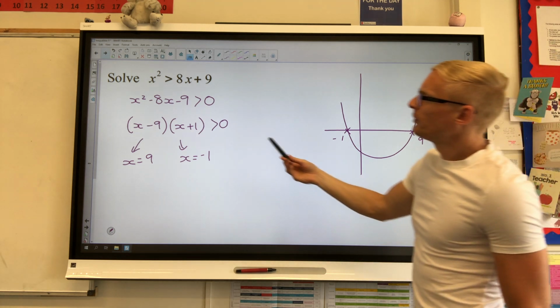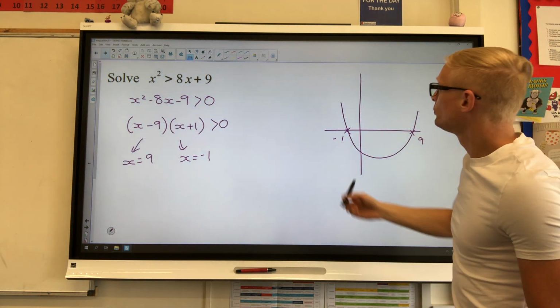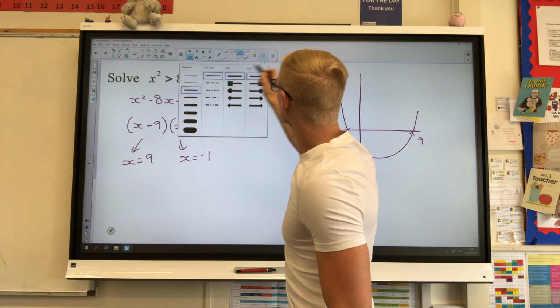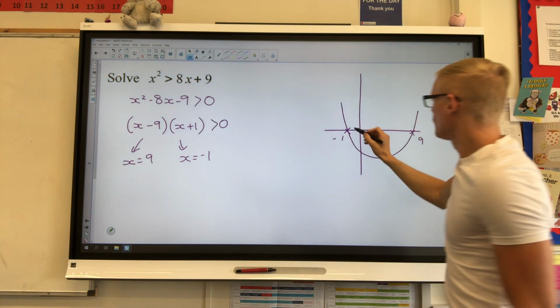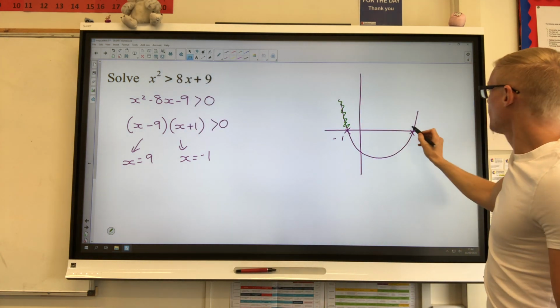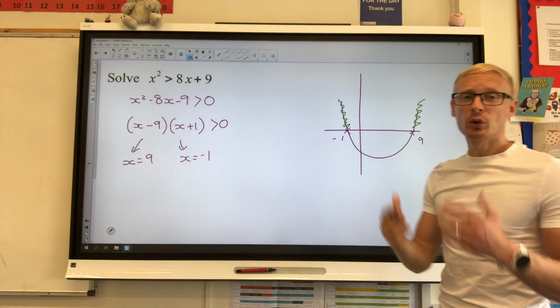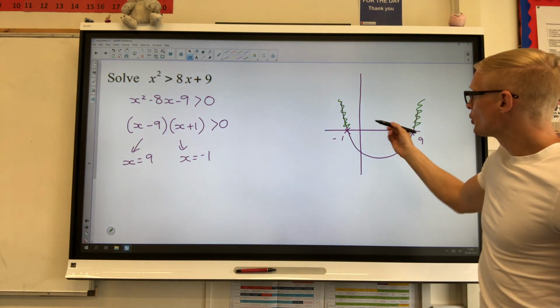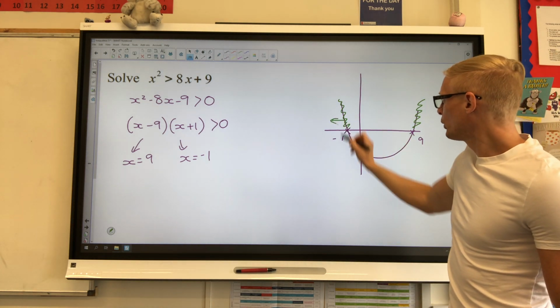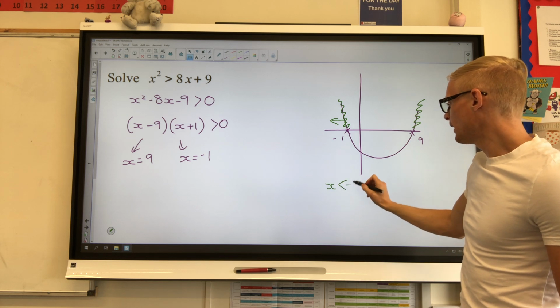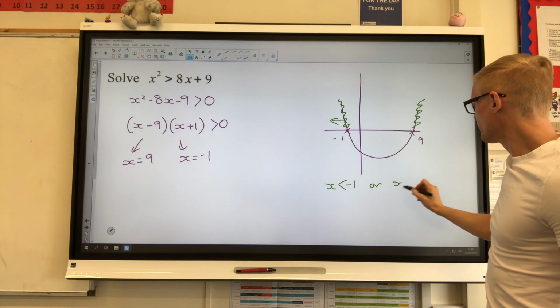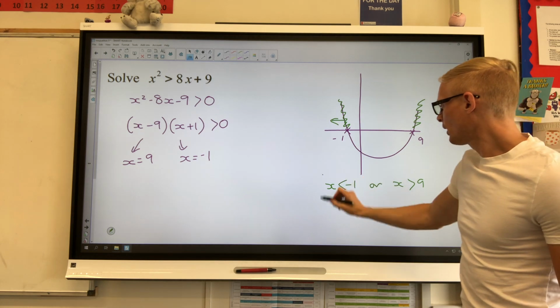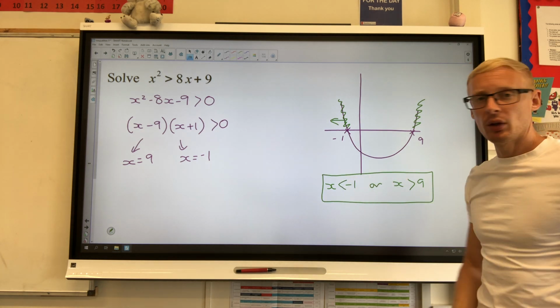With this one, I'm looking for when this is greater than 0. So I'm looking here, and I'm looking here. When it's above, you've got two separate sections there, so two separate inequalities. I'm looking for when x is less than negative 1, or when x is greater than 9. Okay, two separate inequalities for that answer there.